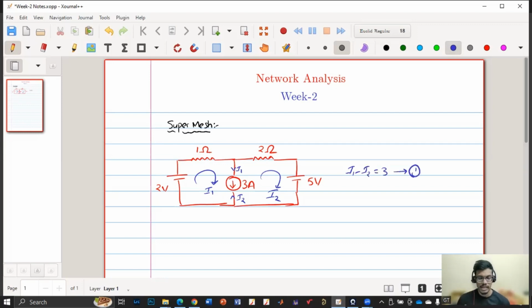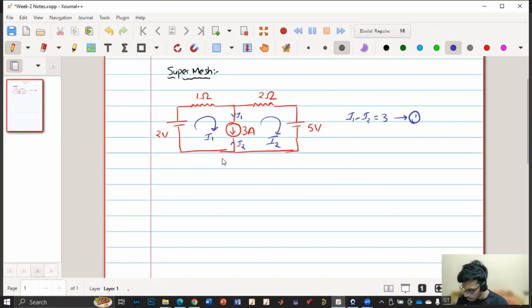So for getting equation 2, we consider supermesh. What supermesh is: from the given circuit, if we remove the current source between those two terminals and apply KVL in the remaining mesh, then that is called supermesh. So here, we'll cut these two nodes and draw the remaining circuit, and from the remaining circuit, we'll apply KVL.